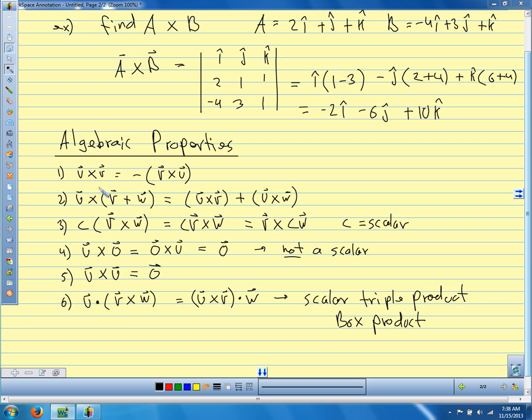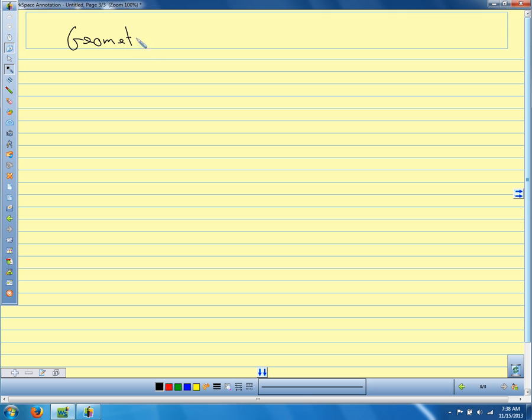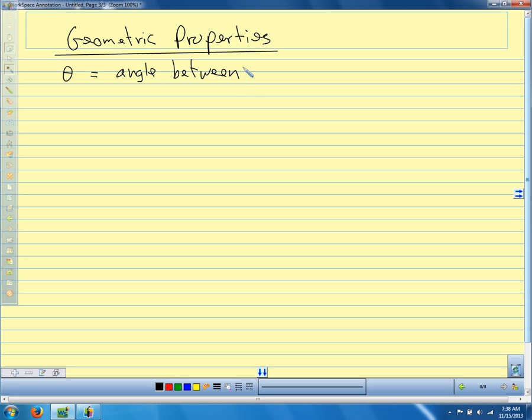So this is how we do some of the algebra with our cross product. Now we want to talk a little bit about the geometric properties. For our geometric properties, we're going to say theta is the angle between our two vectors. Just like we did with the dot product, often we're interested in dealing with the angle between the two vectors. That's our angle between our u and v. We stated our first one already, that u cross v is orthogonal to u and v. So that's an important one.